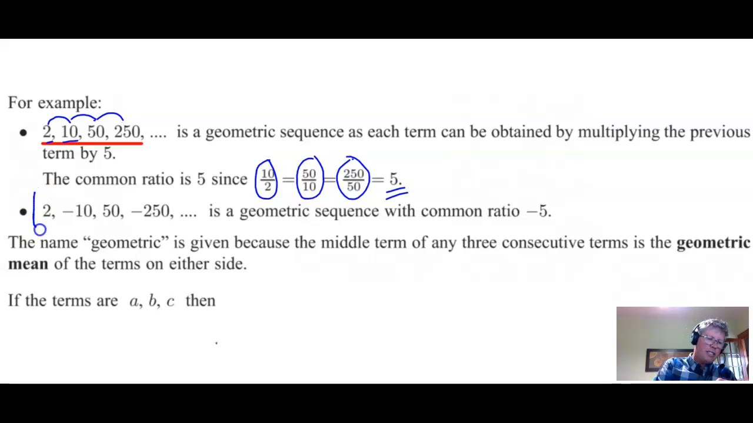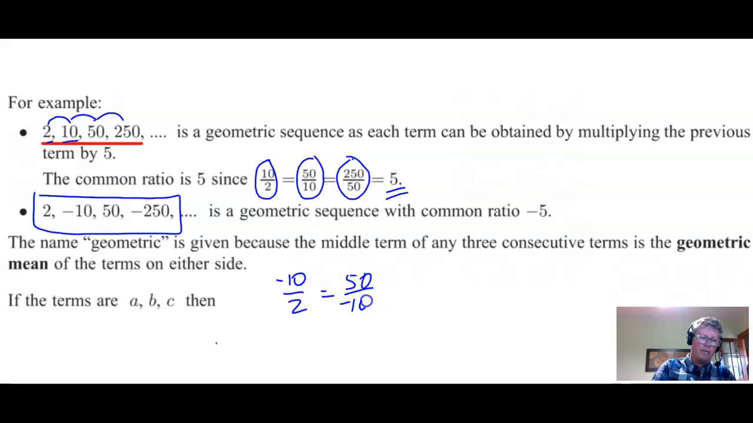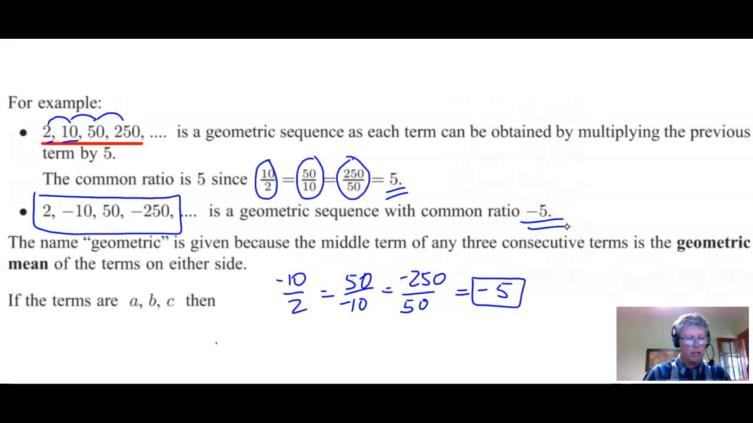Is this a geometric sequence? Well, let's check our little model. Negative 10 divided by 2, is that the same thing as 50 divided by negative 10? Is that the same thing as negative 250 divided by 50? Yep, they're all equal to negative 5. Okay, so that means that is also a geometric sequence. Kind of cool that they can flip like that.